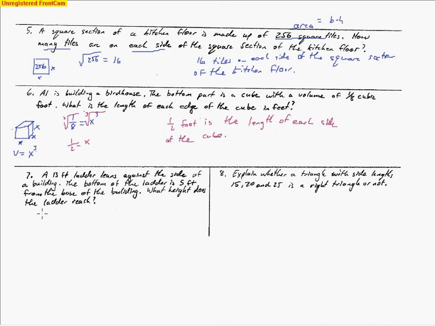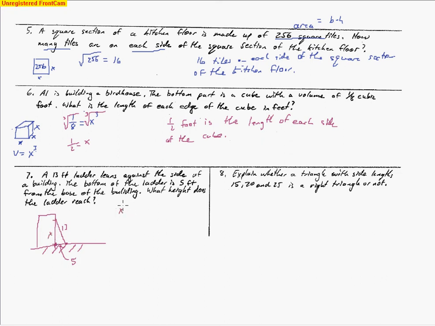Well, here we have a 13-foot ladder that leans against the side of a building. So let's draw the building real quick. And we've got, here's the ground level here. And we've got a ladder that's leaning up against the side of the building. I know it's 13 feet. I know that the distance from the bottom of the building to the ladder is 5 feet. So this distance right here, from this point to this point, is 5 feet. And so what they want to know is the distance up the building the ladder will reach. So that's x feet. So I'm trying to find that.